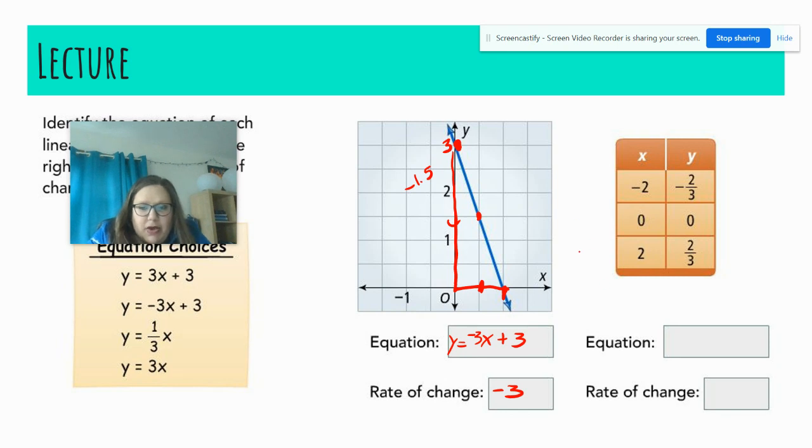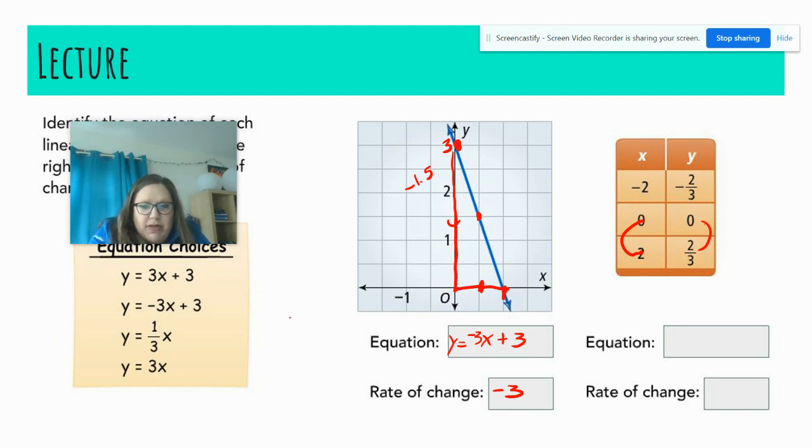Here, if you can see, our change in y is 2/3, and then our change in x is 2. If you guys see that here. So we're going up 2/3 over 2. So that is our rate of change. And then our y-intercept is going to be a 0. All right, let's keep going.